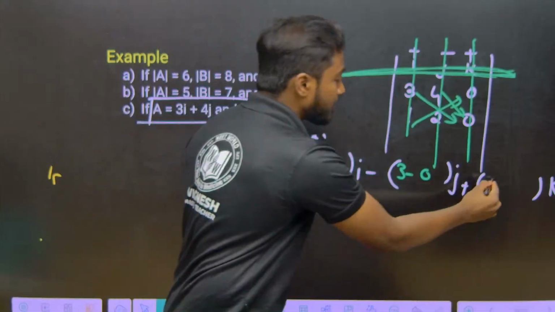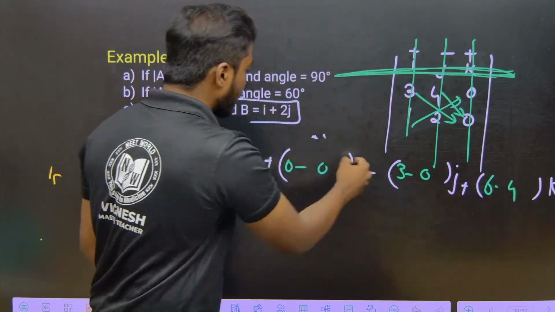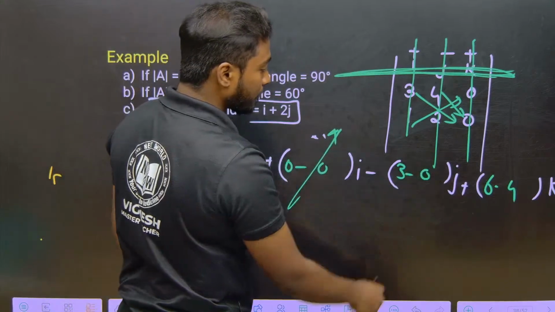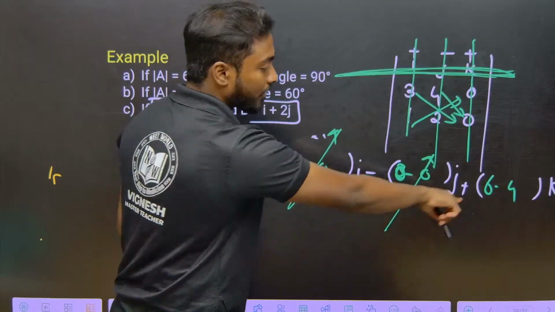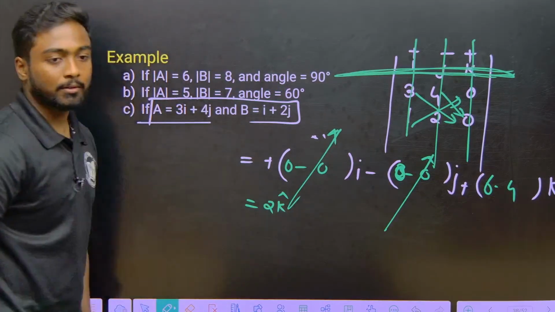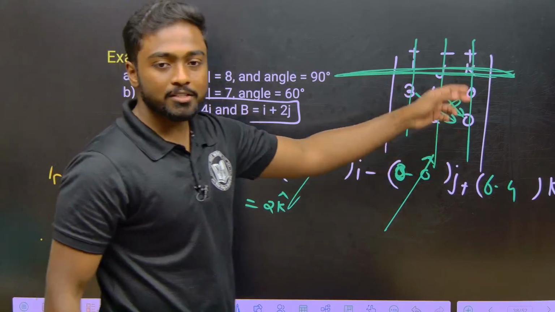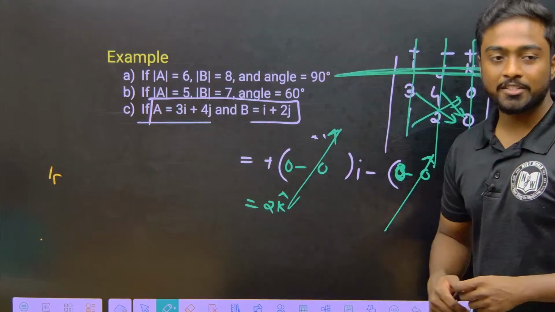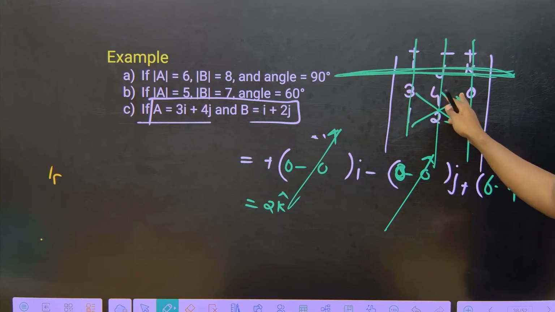3 2s are 6, minus, keep as it is, 4 1s are 4. So for this one it is 0, this one 0, and this one is 2k cap. This is the answer. So you can use this method instead of the expansion method. i j k as i j k and then the numbers.